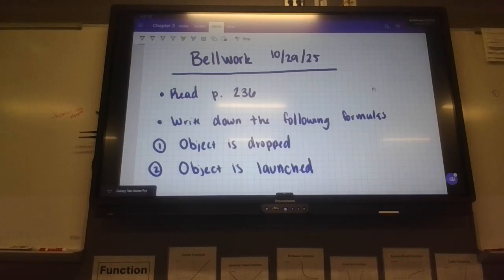Actually, it doesn't say y, does it? What letter does it use? H, because it's talking about height, the height of the object over time. So the height is negative 16t squared plus s with a little 0. So t equals time.